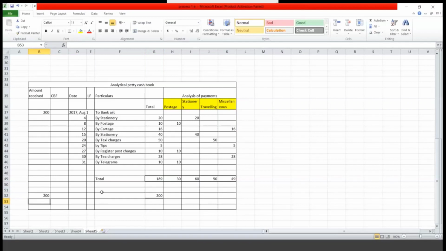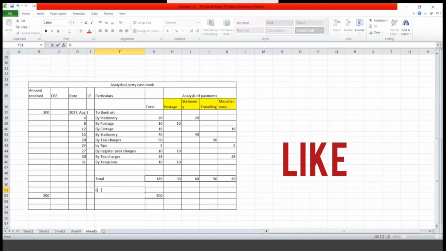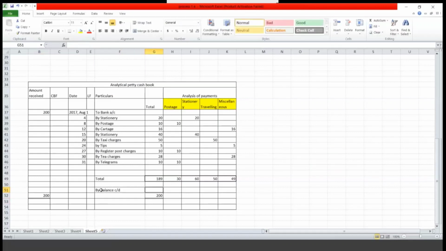Now I should find out what the balance is. How much less do you have on the payment side? Total is 189. So 200 minus 189. So write down by balance carry down. How much? 200 minus 189. How much will you get? 11 rupees. It is 11.